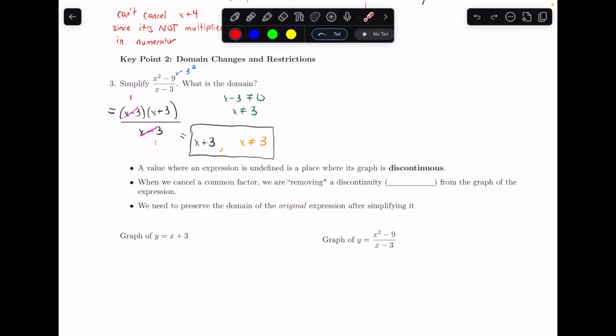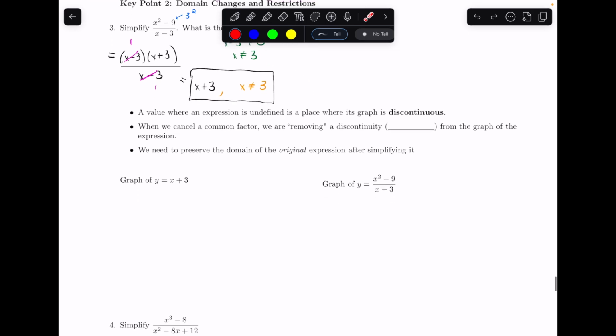But the moral is, when you are simplifying an expression, you need to preserve the domain of the original expression after simplifying it. So whatever the domain of the original is, we got to make sure we write that next to whatever that simplified expression is.